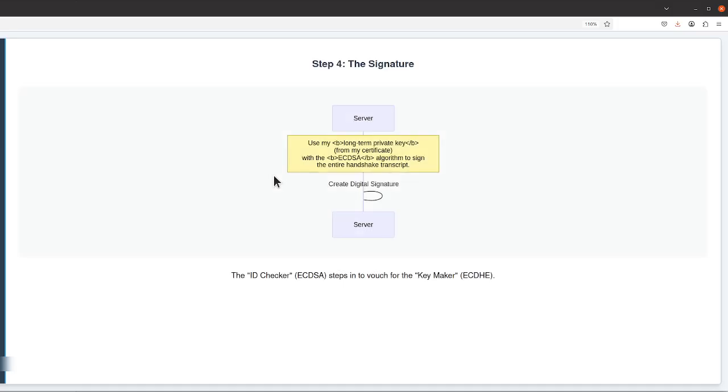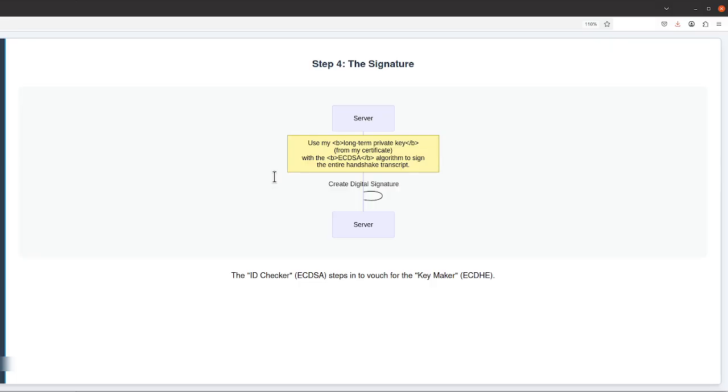Step 4. The signature. This is where the two algorithms work together. To prove its identity, the server takes all the important details of the handshake so far, including both its own and the client's ephemeral public keys, and creates a digital signature over them. This signature is created using the server's long-term, static private key from its certificate, using the ECDSA algorithm. This signature acts as a cryptographic seal from the server, vouching for the authenticity of the temporary key it just created.